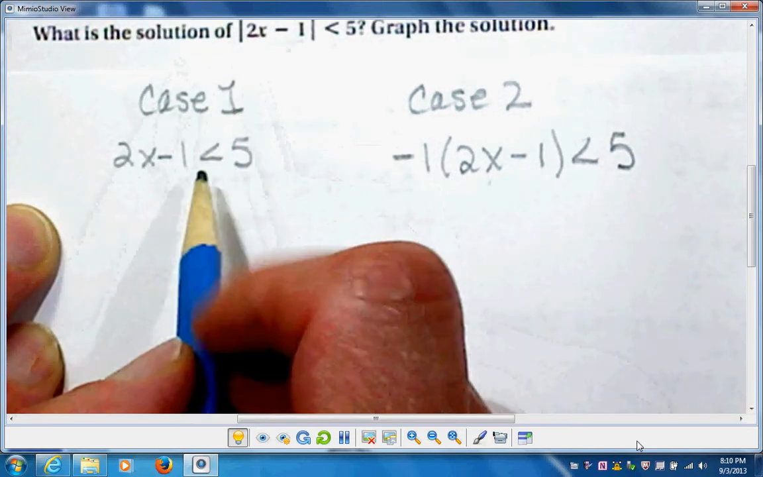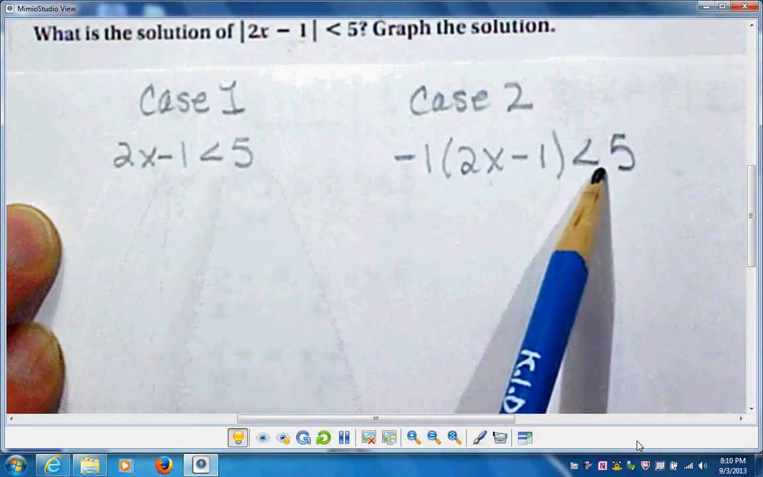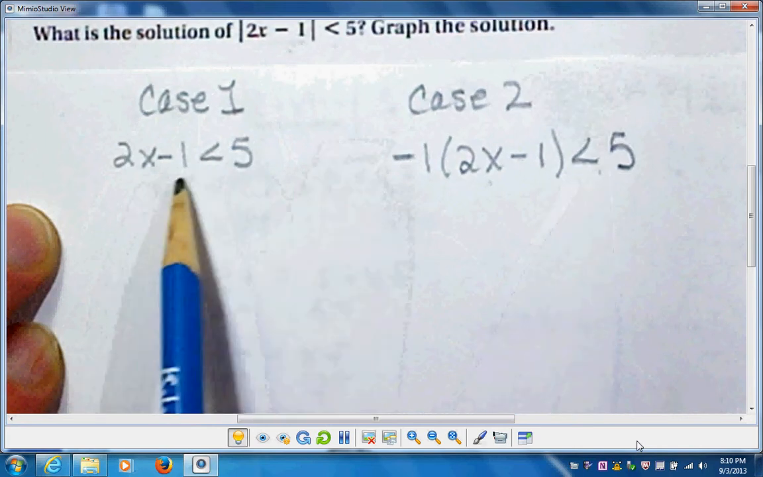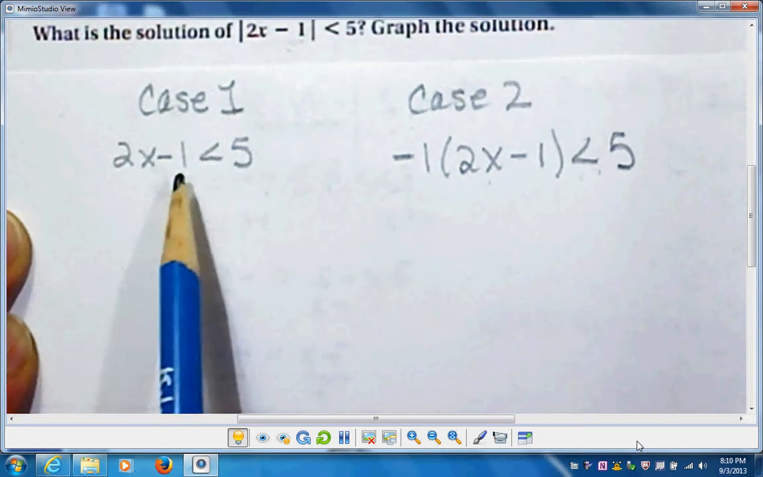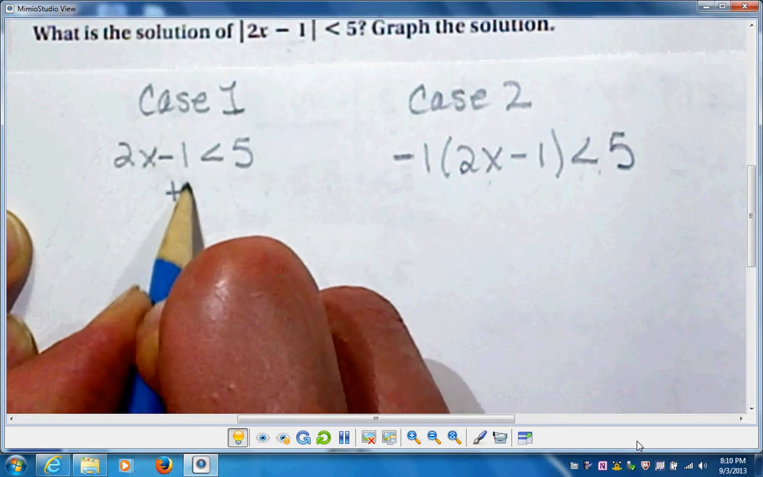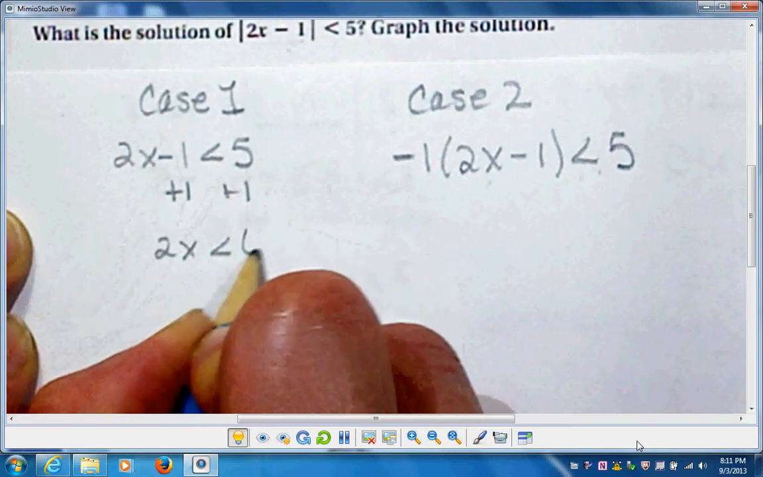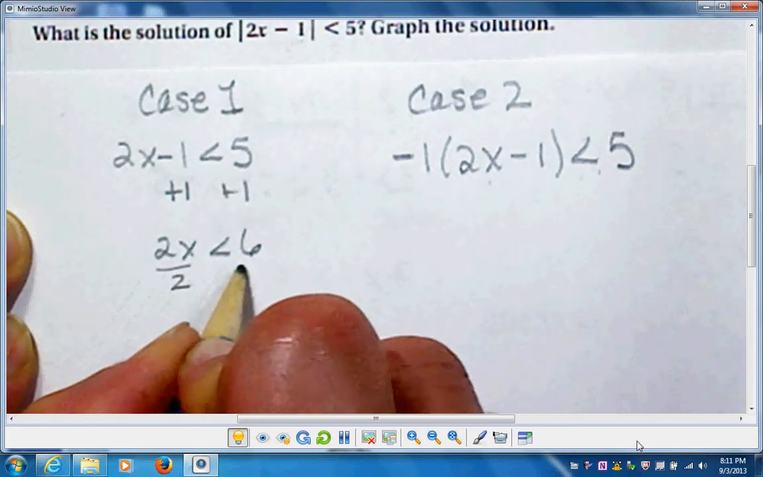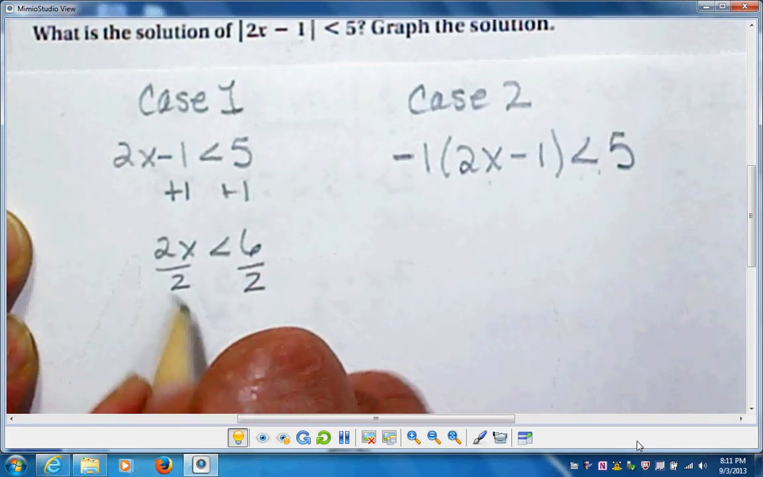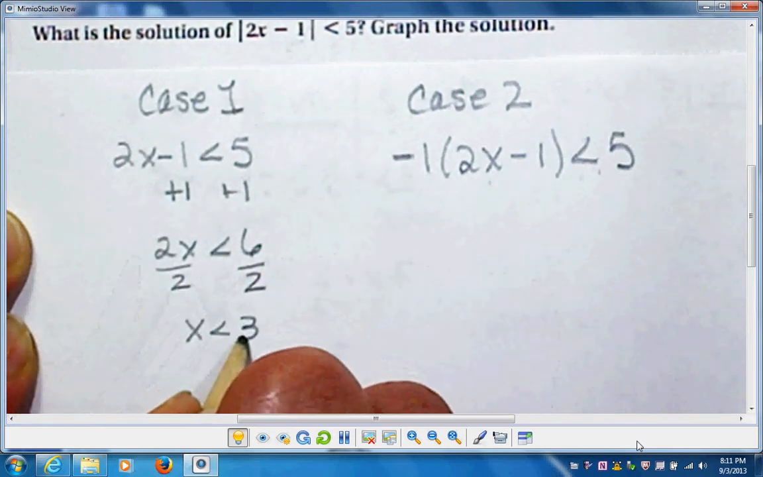Everything else is the same, I want to point that out. Less than 5, less than 5. If we go ahead and solve for x, we add 1 to both sides. That gives us 2x is less than 6. Divide both sides by 2, and that gives us x is less than 3.